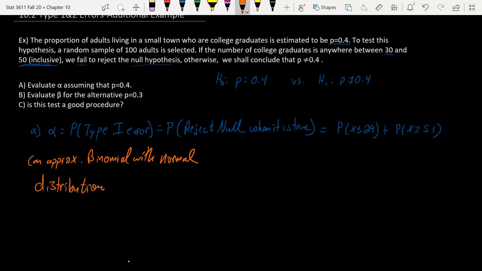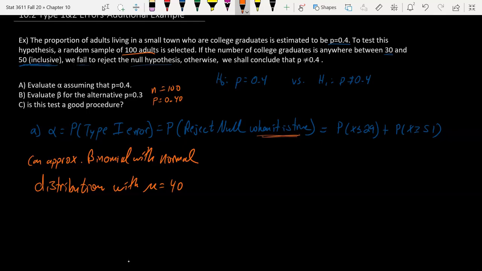Normal distribution. Recall that the mean is n times p. Mu is equal to n times p. So n here is equal to 100, right? Because we have 100 adults in the sample. And for part A, we are assuming that the null hypothesis is true. So in that case, we're assuming the true proportion of success is 0.4. N times p then is 40.